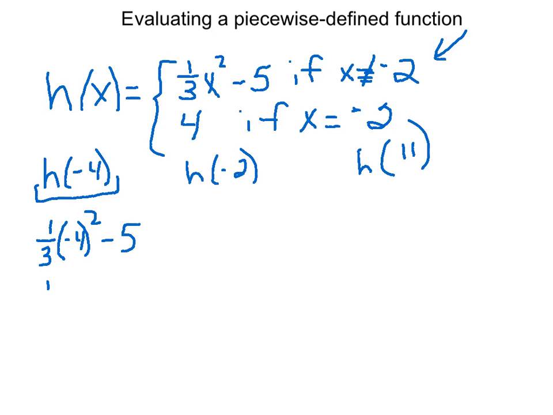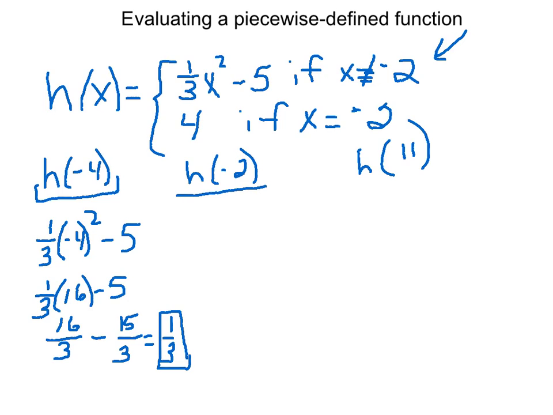We need to square our -4, so that's going to turn into a positive 16. And then 1/3 of 16, I'm just going to leave it as 16/3 minus, and since I'm going to need common denominators for this, I'm going to change the 5 into 15/3, and 16/3 minus 15/3 gives me 1/3.